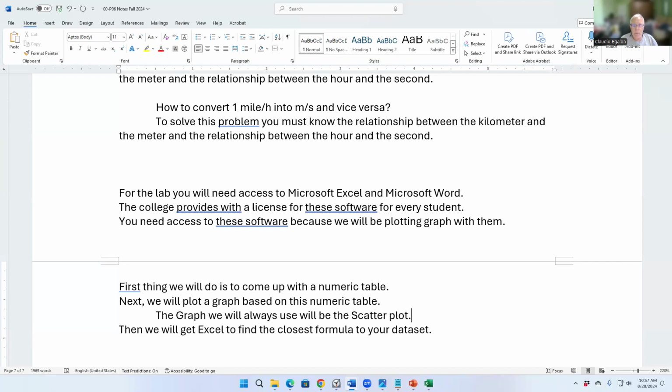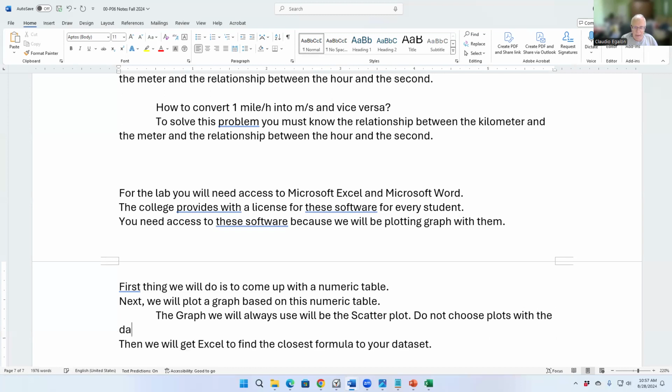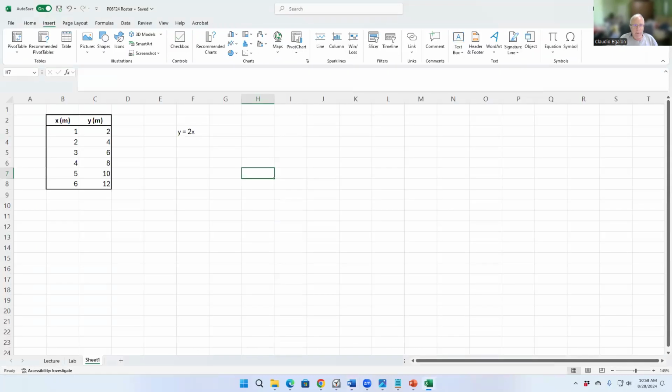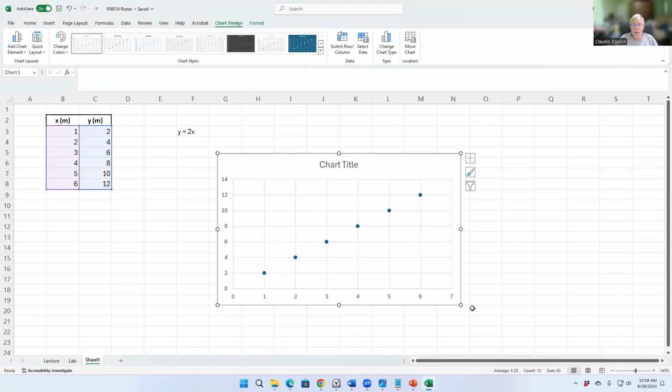Scatter plot. Do not choose plots with lines connecting the data points. Okay, so let's do that. Select chart. Here you go.